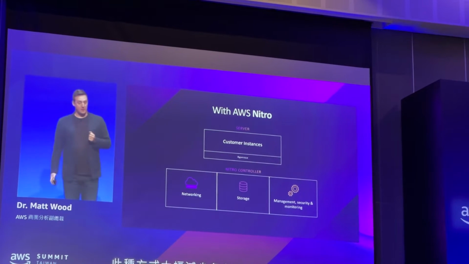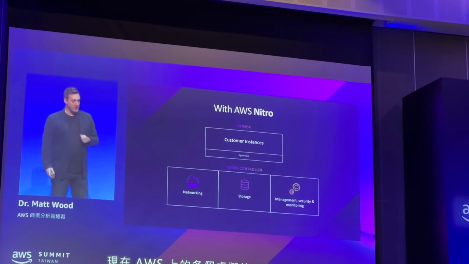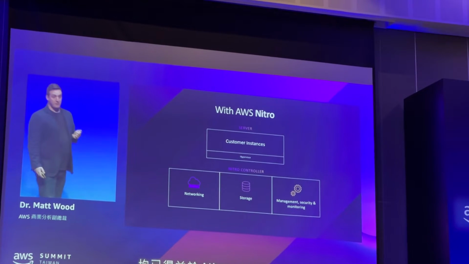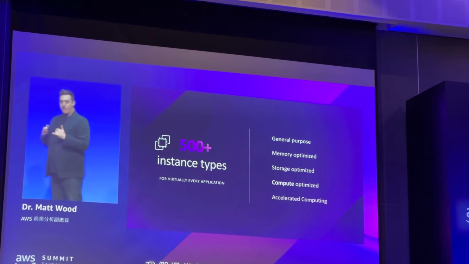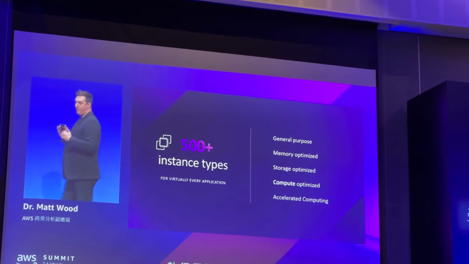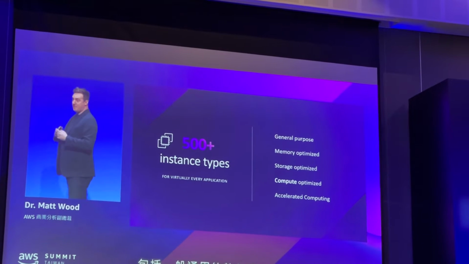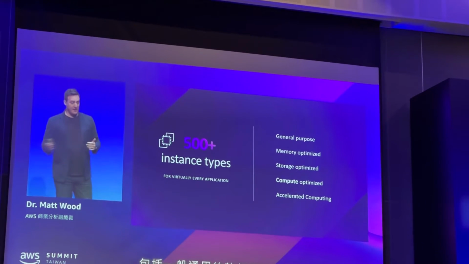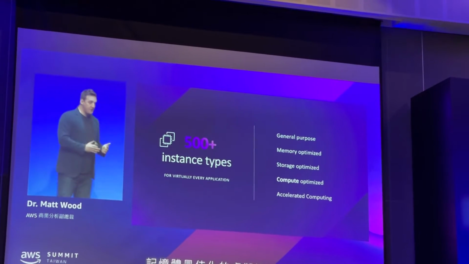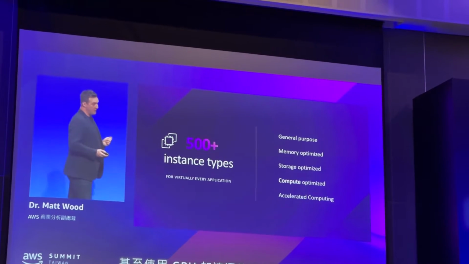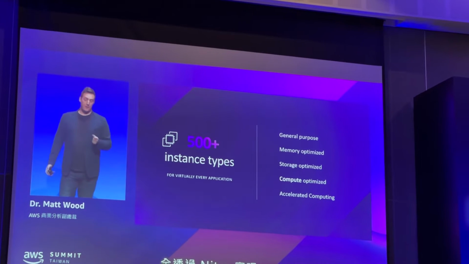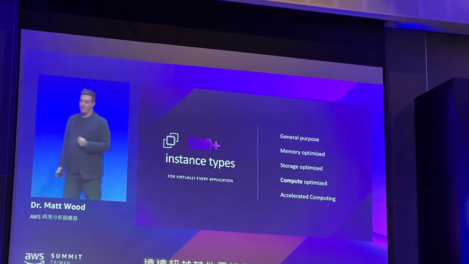And so you can take advantage of Nitro pretty much anywhere that you run on AWS. It's allowed us to provide over 500 instance types. And these span anything from general purpose instances, memory optimized, storage optimized, compute optimized, even accelerated computing with GPUs, all delivered through Nitro, far more than any other cloud provider.